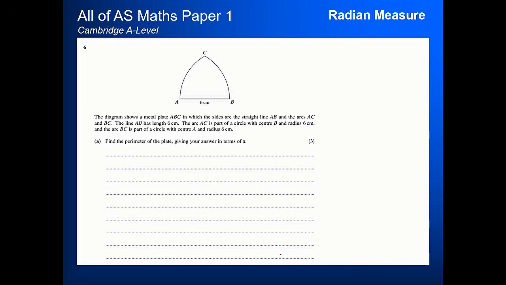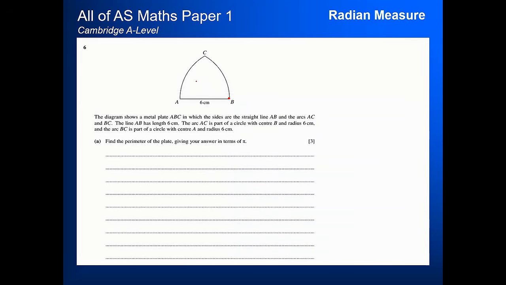And we're not really going to use much of a calculator in this particular question. The diagram shows a metal plate ABC, where the sides are the straight line AB and two arcs, AC and BC. Line AB has length 6 centimeters. The arc AC is part of a circle with center B and radius 6 centimeters.